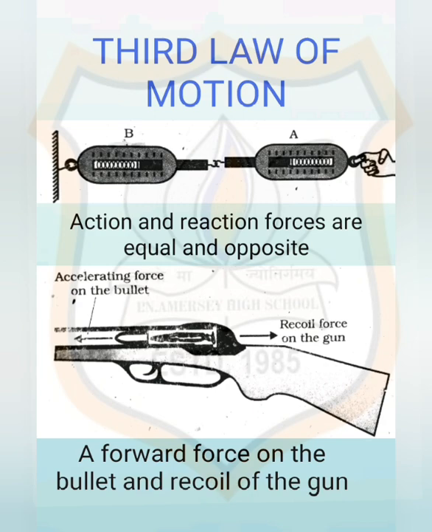Let us consider two spring balances connected together as shown in the figure. The fixed end of balance B is attached to a rigid support like a wall or table. When a force is applied through the free end of spring balance A, it is observed that both the spring balances show the same readings on their scales. It means that the force exerted by spring balance A on balance B is equal but opposite in direction to the force exerted by balance B on balance A.